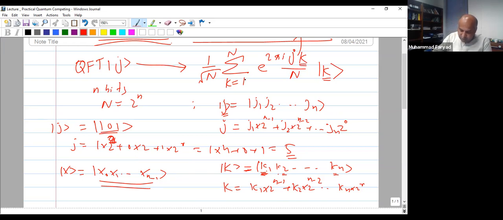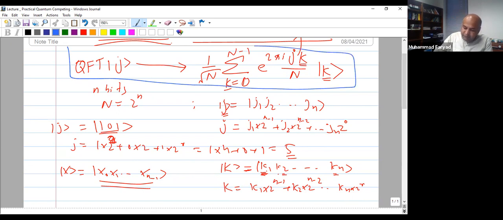Okay, this k, however, since this magnitude can be 0 to n minus 1, because for state 0, 0, 0, this number k would be 0, and for the state with all bits in one state, this would be n minus 1. Okay, so with this definition, QFT has been defined as an operation that will transform a state j to another state which is given by this.